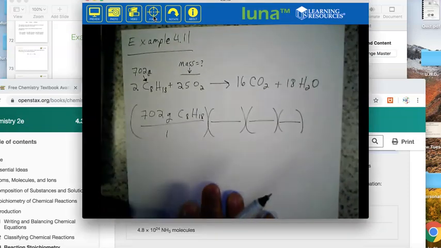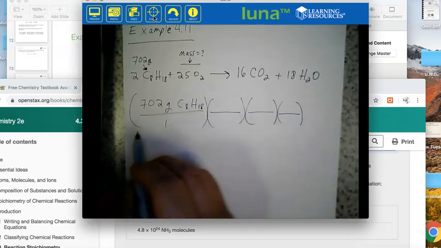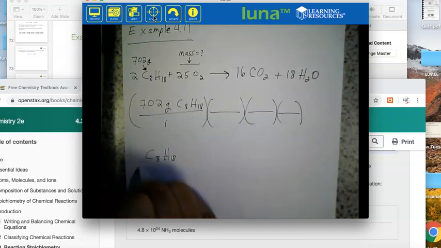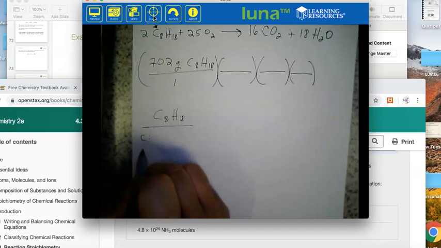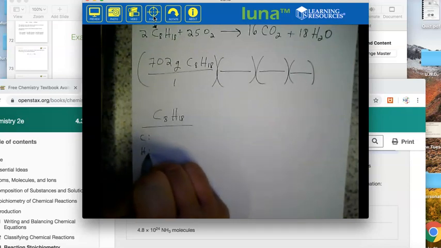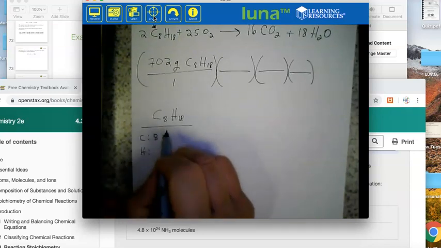And so here we need to find the molar mass of propane. All right, so I have to calculate that again like I did before. So for carbon, we have 8 carbon atoms times 12. Okay, and then for hydrogen, we have 18 hydrogen atoms times 1.